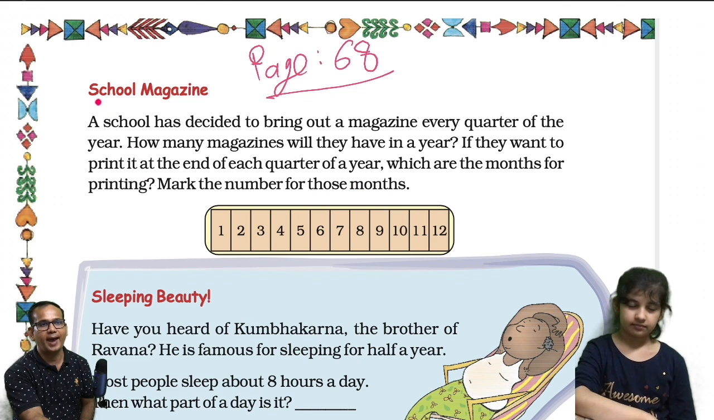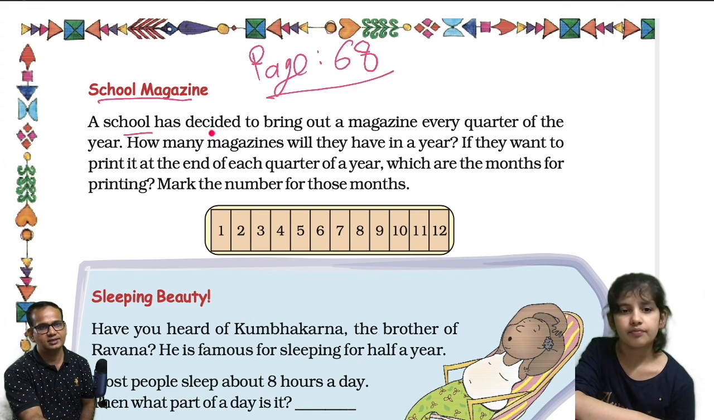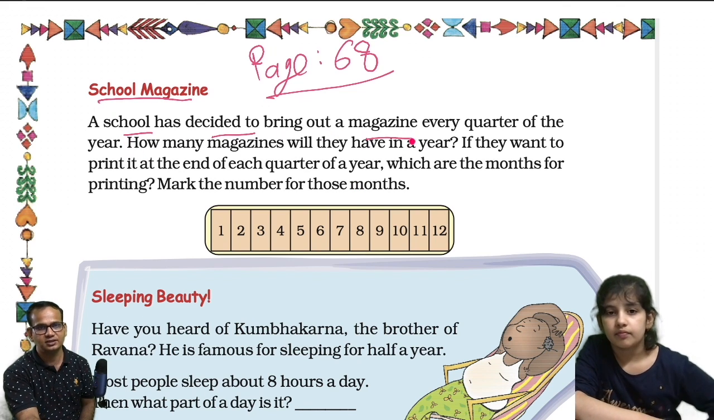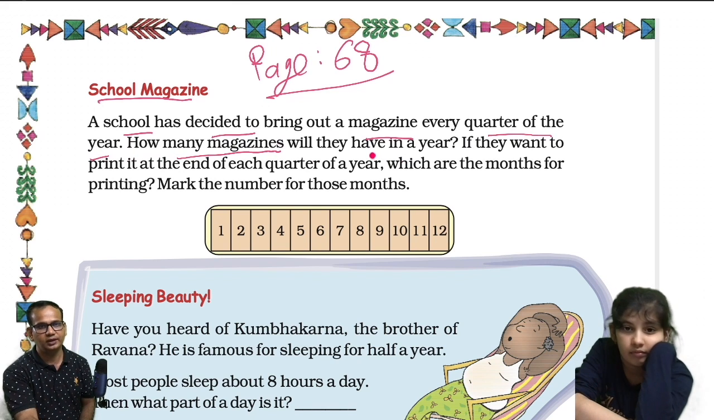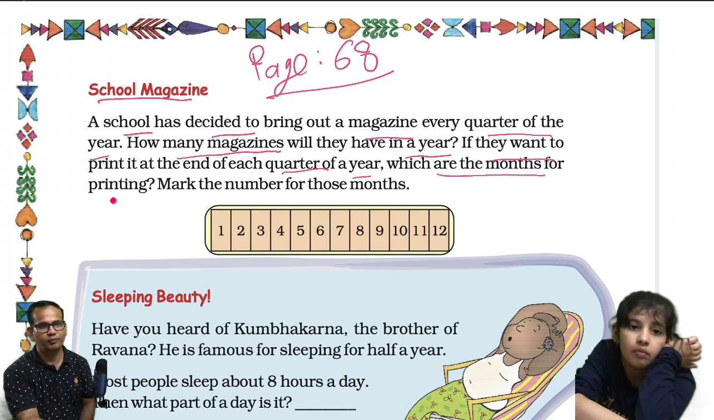So, school magazine. A school has decided to bring out a magazine every quarter of the year. How many magazines will they have in a year? If they want to print it at the end of each quarter of a year, which are the months for printing? Mark the number for those months.